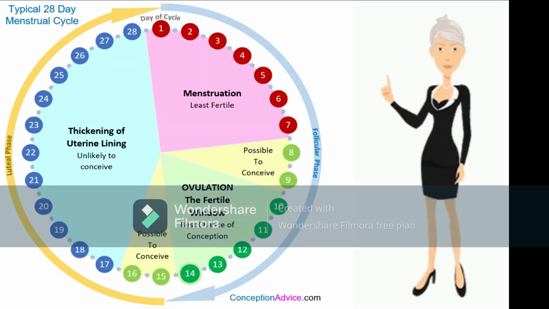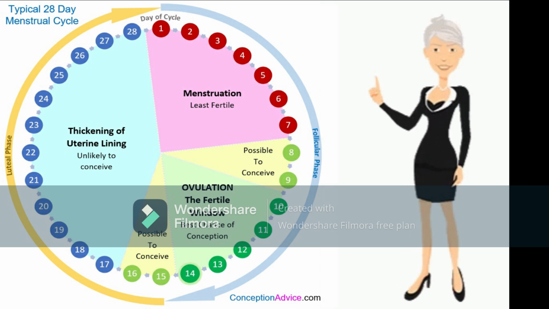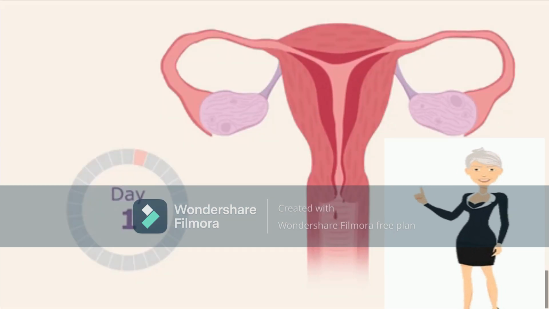The calendar of the menstrual cycle: days 1 to 7 are the menstruation. Days 8 to 9, possible to conceive. Days 10 to 14 are ovulation, the fertile window. Days 15 to 16, possible to conceive, and days 17 to 28 are the thickening of the uterine lining. This is what will happen if no sperm cells enter the egg cells.